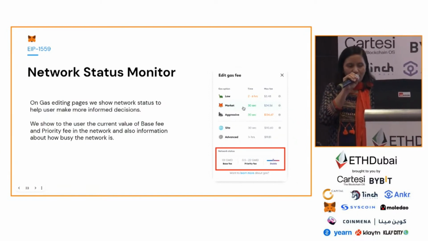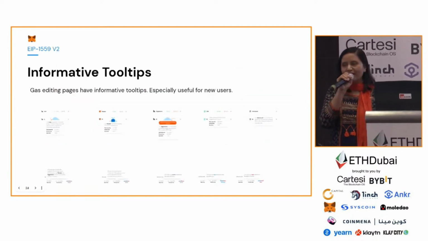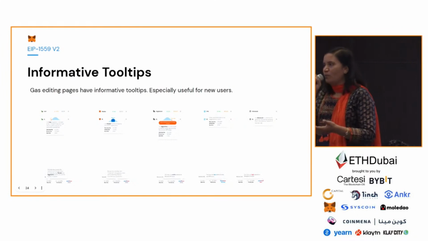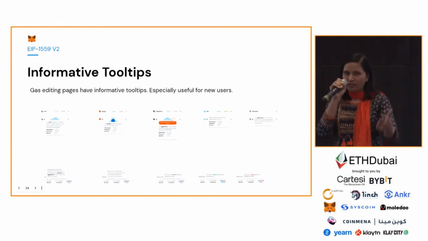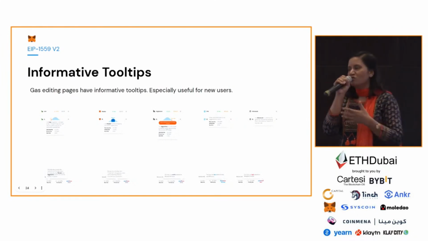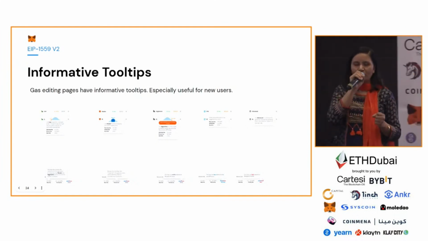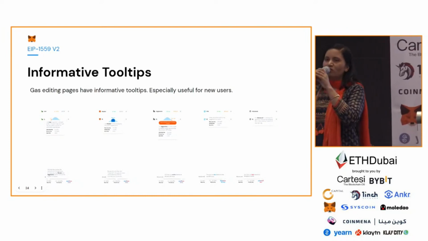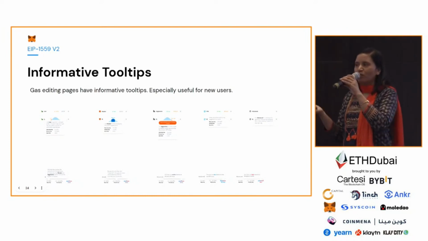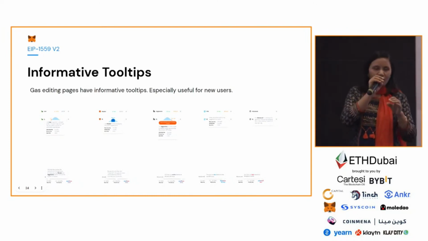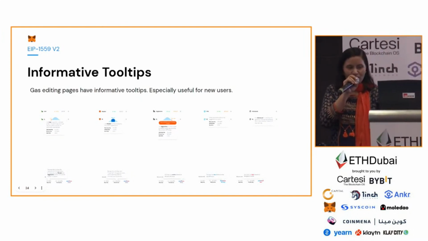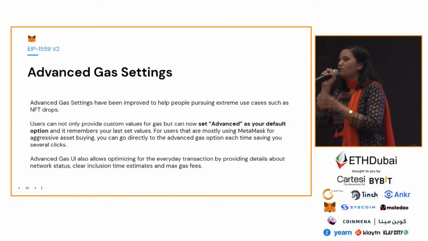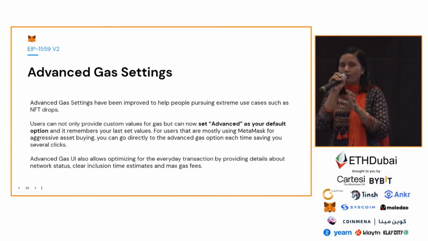Also, on our gas UI, we have added informative tooltips. They'll show you the breakdown of the gas price that you're paying, and they'll give you more context of what a value is, and they're especially useful for new users. We have also changed the advanced gas controls, which allow you to set custom values for gas. The new controls not only allow users to set custom values for gas, but they also allow you to save these values as default for you.